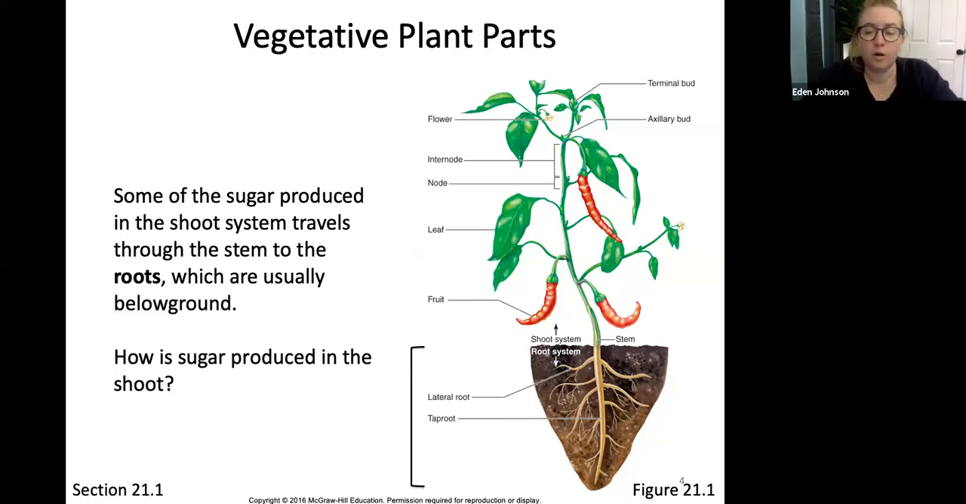Now your below ground part of the plant is going to have your root system. Some of the sugar produced in the shoot system, so up here, is going to travel down to the roots through this stem. So first of all, how is sugar produced in the shoot? Via photosynthesis, okay, the chlorophyll in these leaves, and sometimes also in the stems.